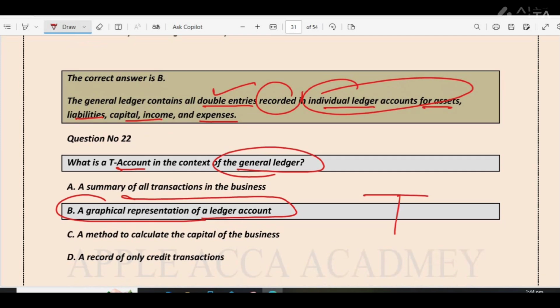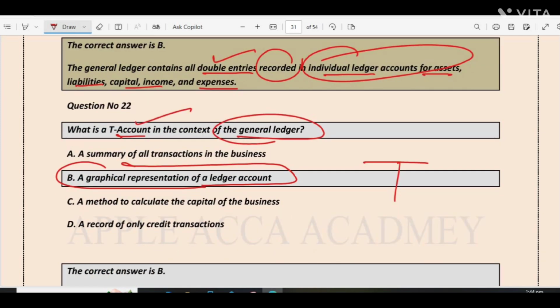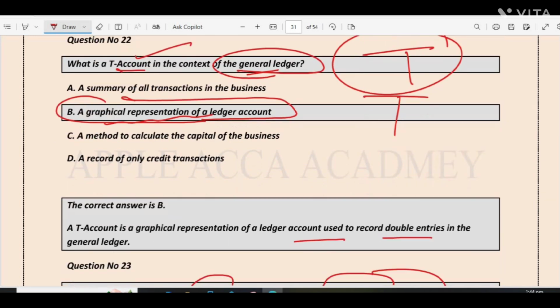The second MCQ, the 22nd MCQ, is: what is a T account in the context of general ledger? A T account is like this T shape, and this is the graphic representation of the ledger account, right?